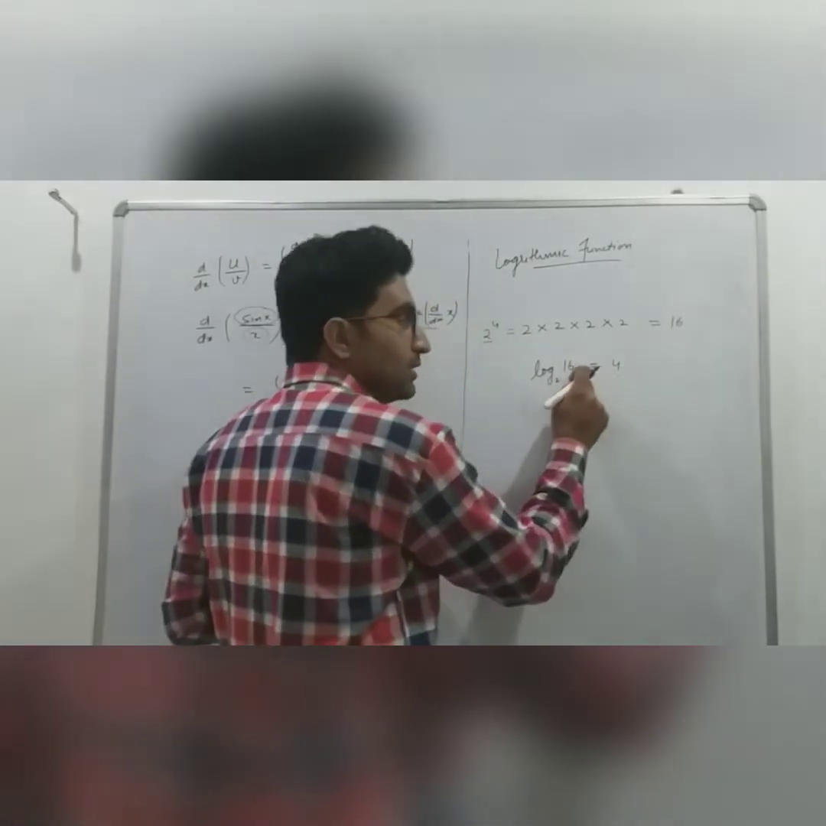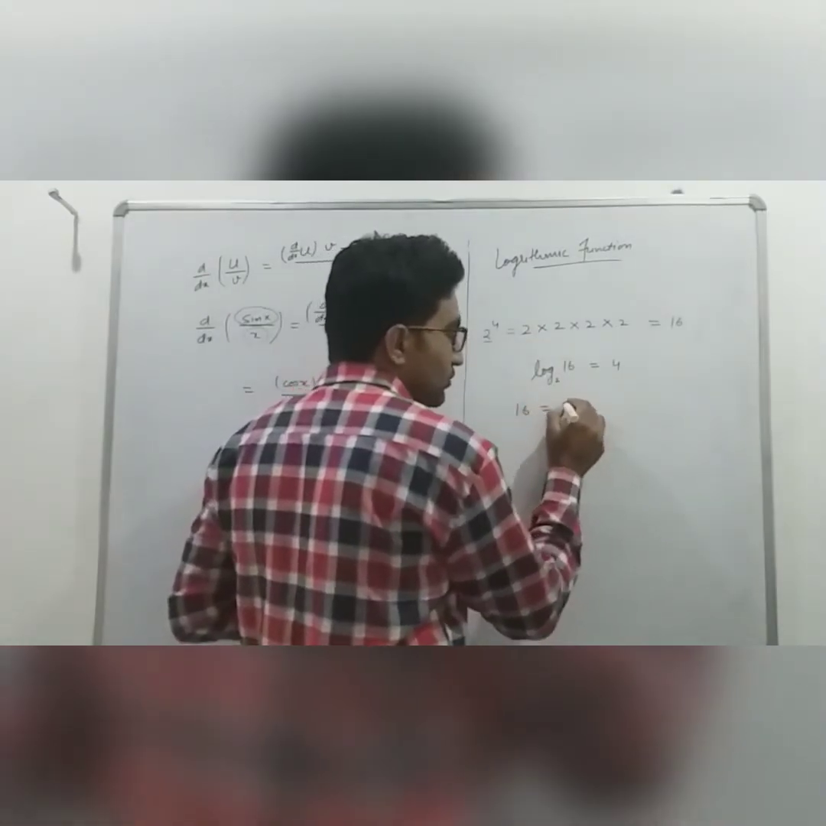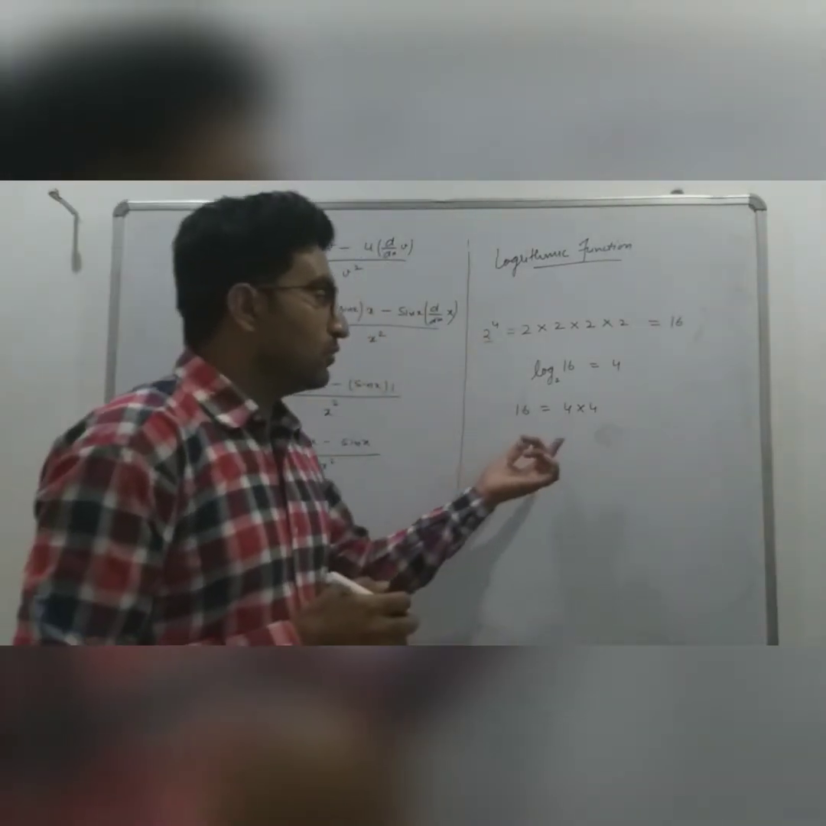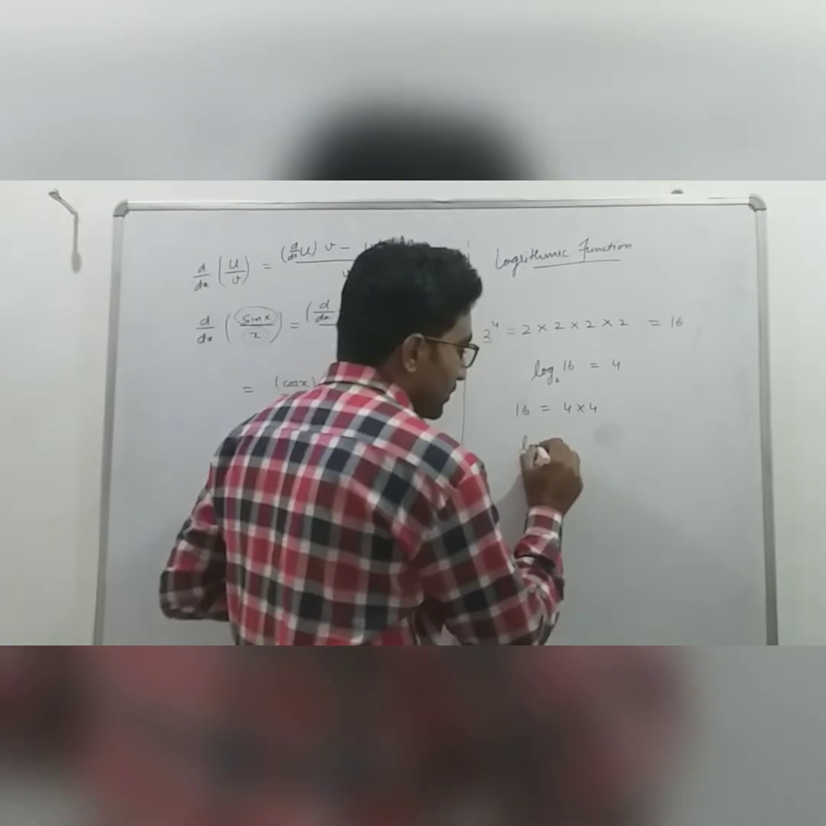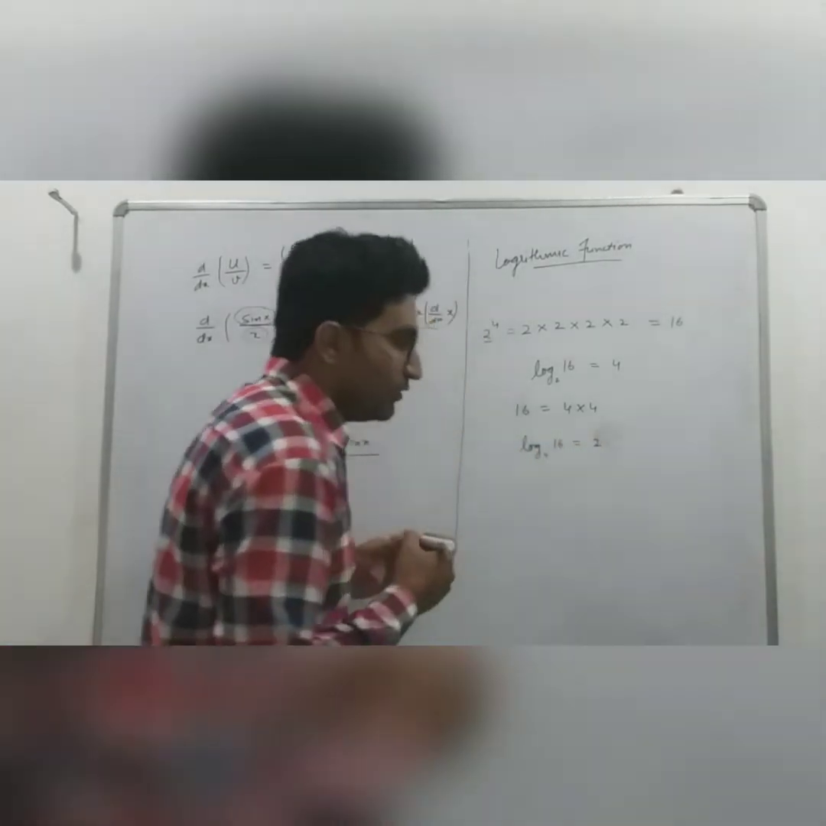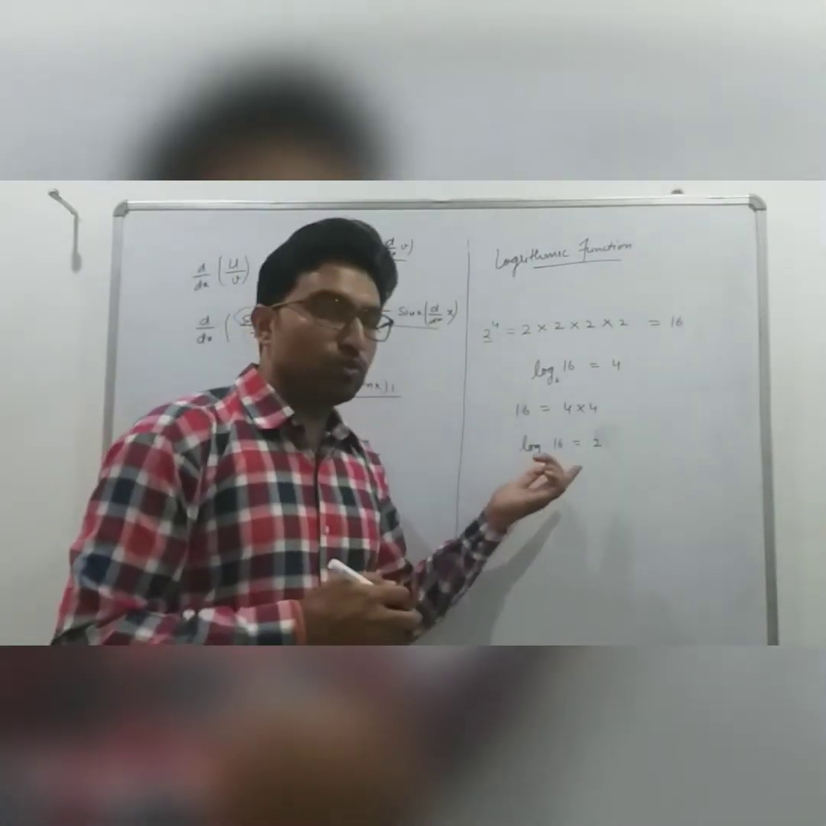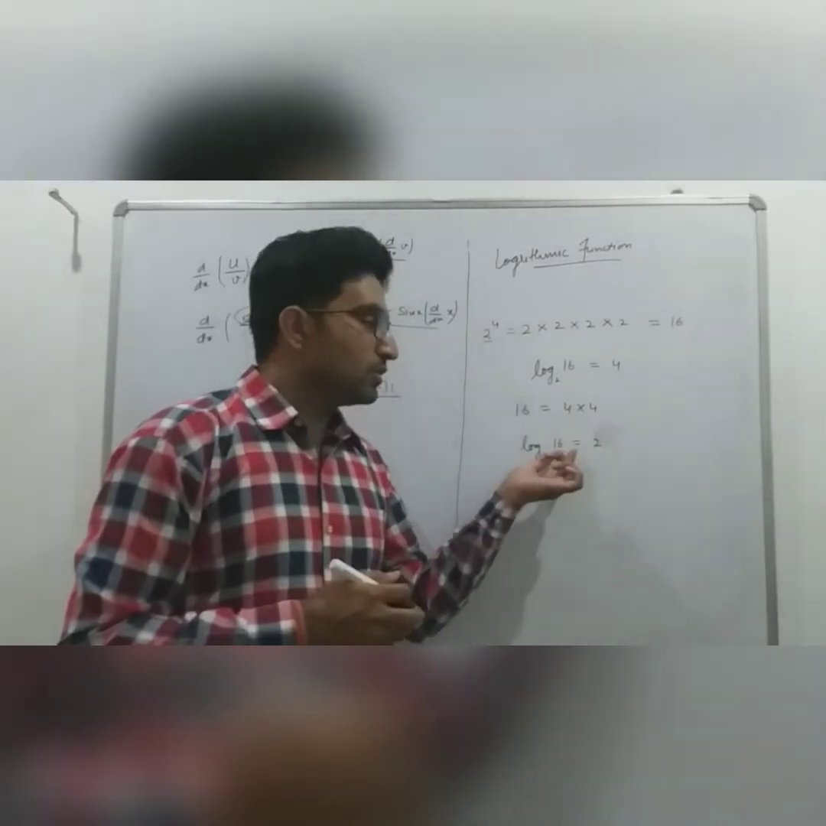Similarly, it can be written as 16 is equal to 4 cross 4. If we have to represent it in the form of log base 4, then log base 4 of 16 will be equal to 2. It means if we multiply 4 two times, then we have 16. So 4 raised to power 2 is equal to 16.